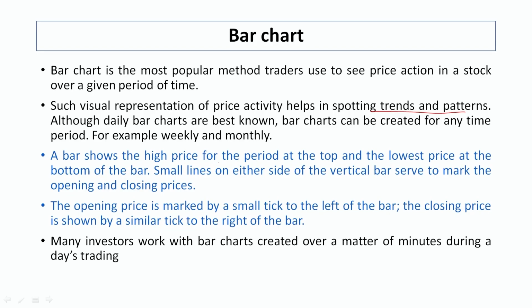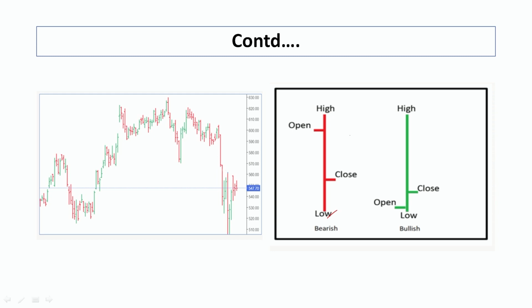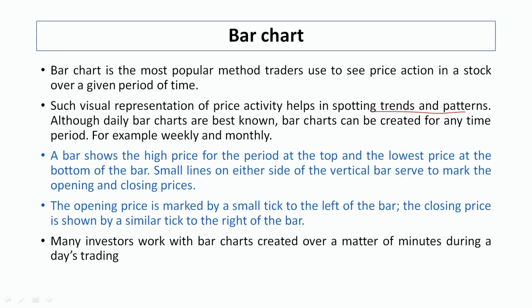The bar shows the high price for a period at the top and the lowest price at the bottom of the bar. As I already mentioned, this high and low is shown in the case of a bullish market and a bearish market, in both scenarios. Open and close prices are shown with the help of a dash. Small lines on either side of the vertical bar mark the opening and closing prices. The opening price is marked by a small tick to the left of the bar, and the closing price by a small tick to the right of the bar.